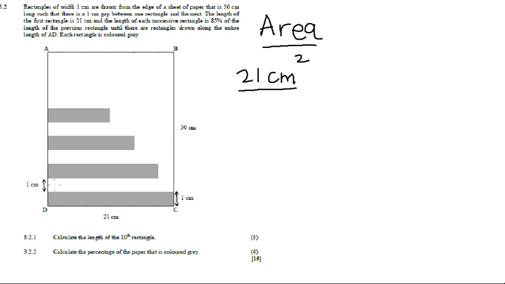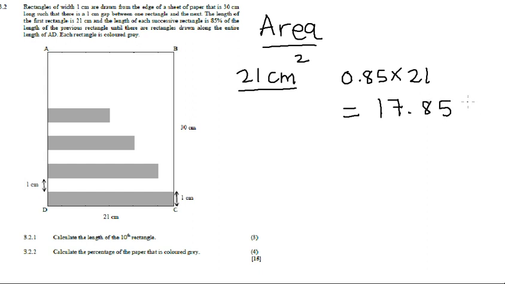The area of the second rectangle also has a width of 1, but the length will be 85% of the previous one. So your second area will be 0.85 multiplied by the area of the first rectangle, which is 21. 0.85 times 21 is 17.85 centimeters squared. So this again is a geometric number pattern.